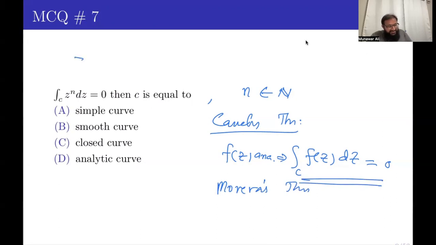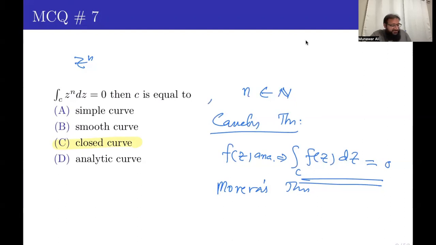We see that this is z to the power n, which is analytic if n is a natural number or something which is bigger than 0. So this is an analytic function. If this is 0, then C must be a closed curve. It should be a simple closed curve. The thing is that the sufficient answer for this is at least a closed curve. So option D is analytic curve. And what do you mean by analytic curve? That's a question. B is smooth curve.